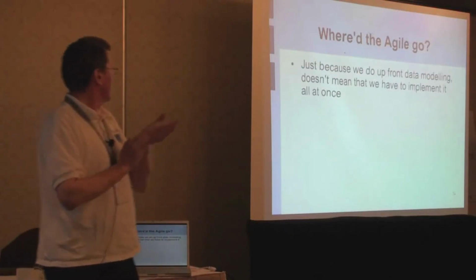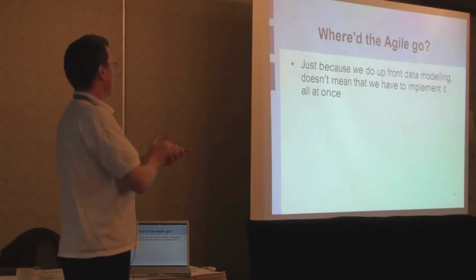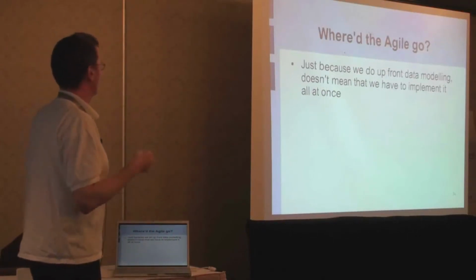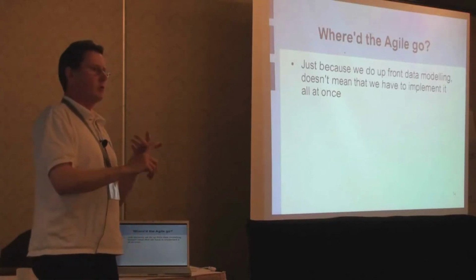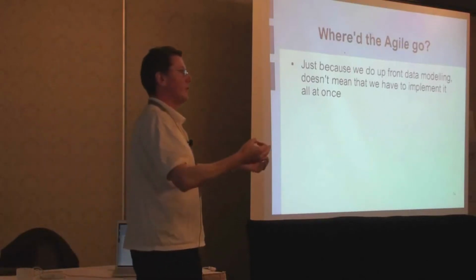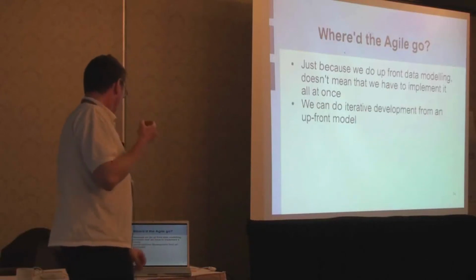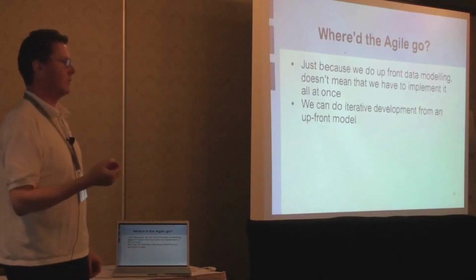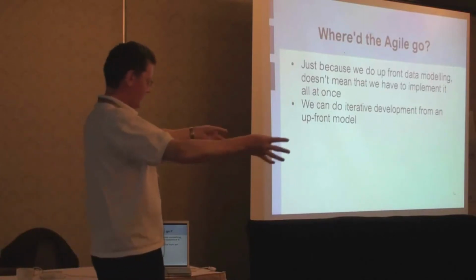So, where's the Agile go? Well, we kind of talked about upfront modeling. You should remember we're still talking about Agile. We don't have to implement it all at once. That's really the most critical thing about this. We do the upfront model so that when we do have to implement, we know what we're going to implement. We can do iterative development from an upfront model. Not a problem. I'm going to implement these 3 tables this week.